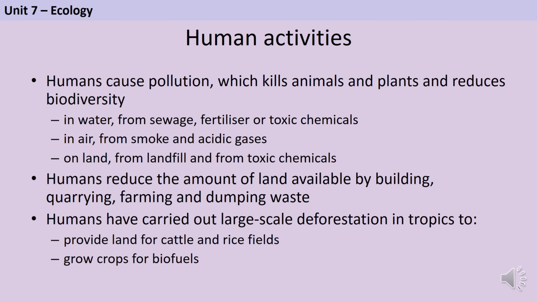In terms of other things that humans are doing that are really bad for the environment, there's obviously a lot of pollution being caused, which kills animals and plants and reduces biodiversity in terms of water, air, and on land. By us building, quarrying, farming, and dumping waste, we're reducing the amount of land and habitat available to animals and plants. And also we've carried out large-scale deforestation in tropical areas, such as the Amazon rainforest, both to provide land for farming, for cattle and for rice, and also to grow crops for biofuels.